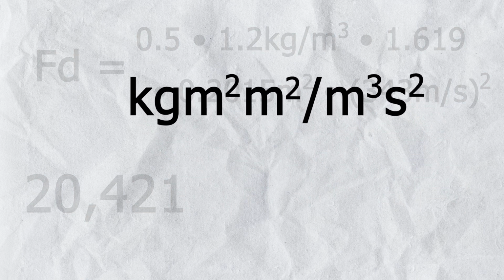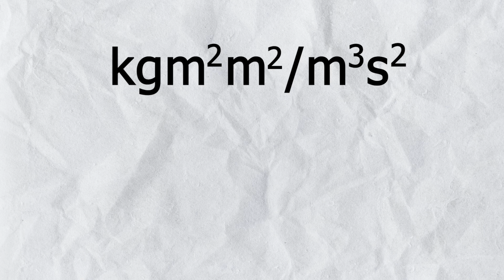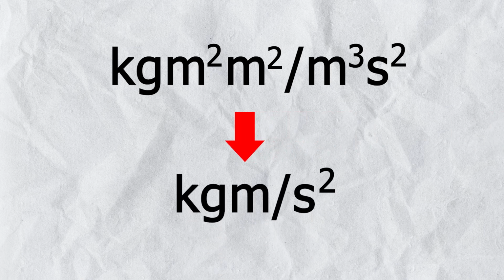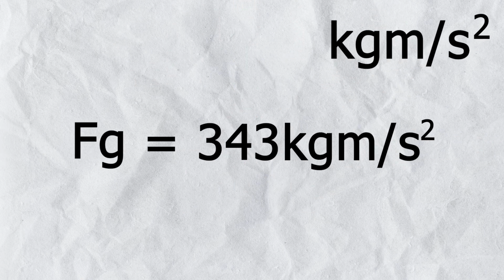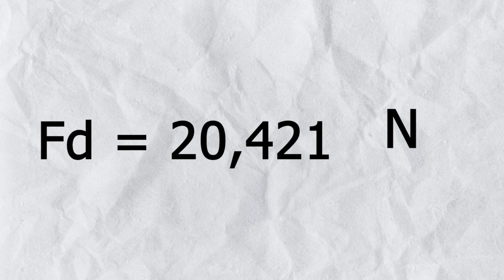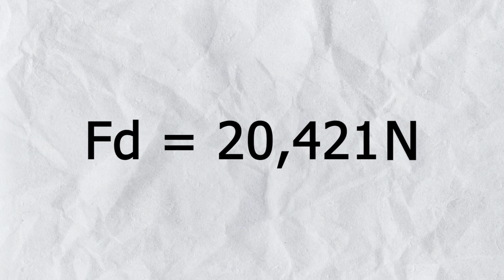This may look intimidating, but we can just combine all of these units and simplify it to get kilogram meters per second squared. If this looks familiar, that's because when we dealt with gravity, we got the same group of units, which are equivalent to newtons. This means that our final answer is 20,421 newtons.